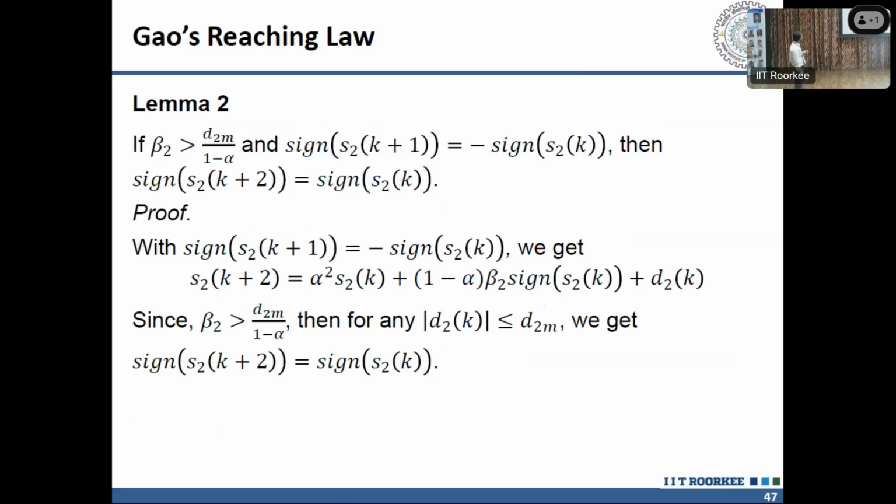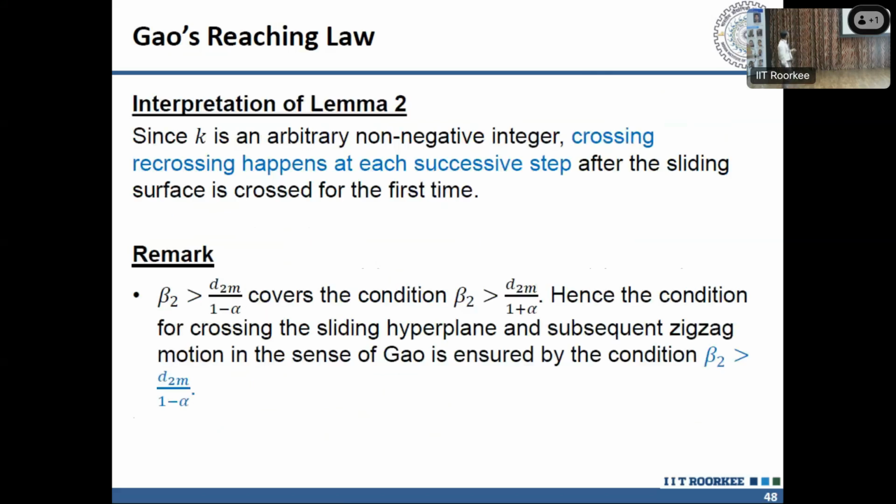How do we prove that? We assume that these two signs are opposite. Then we can write what Sk plus 2 is. In the dynamics, we can put these signs, and this will be like this. Here you can see that whatever the k value, since we have taken beta 2 greater than dpm by 1 minus alpha, we will get the sign of this the same as the sign of this. If this is positive, this part will also remain positive. If this is negative, this part will also remain negative. So the signs are the same in this case also. That means we are doing crossing and recrossing. This is the interpretation that crossing and recrossing happens in every subsequent step.